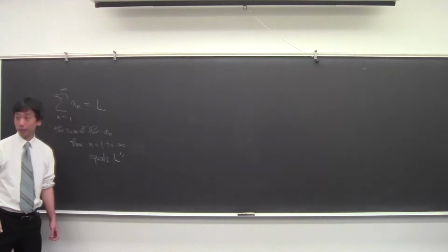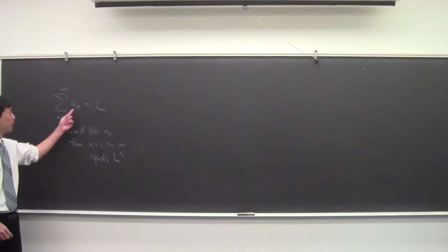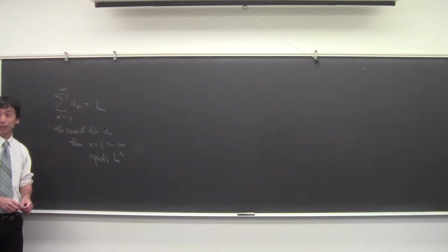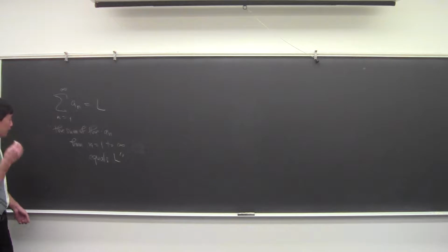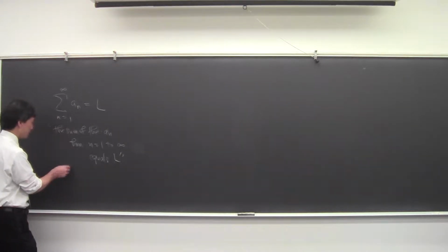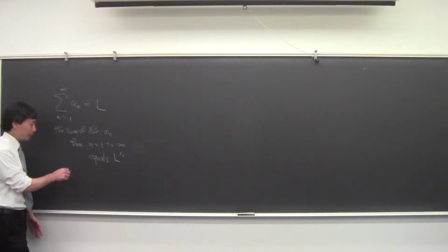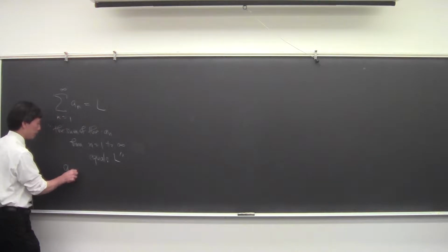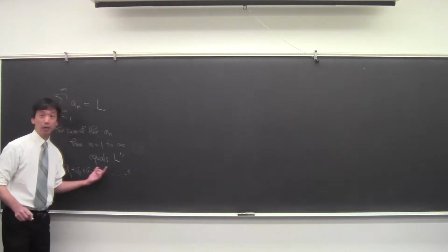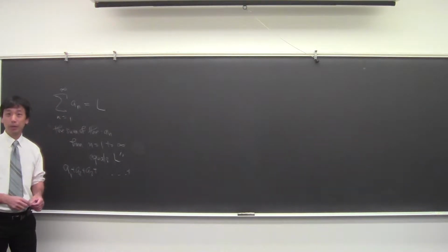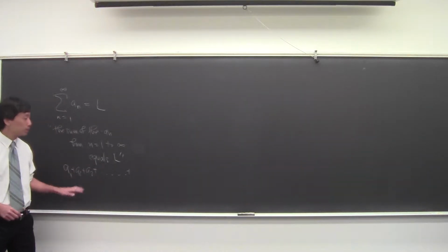In English, if you read it, it says the sum of the a sub n from n equals 1 to infinity equals L. But we said last time that that's not exactly what we mean by this. We don't really mean that we're adding up all of them somehow and getting L. We give a meaning to this.